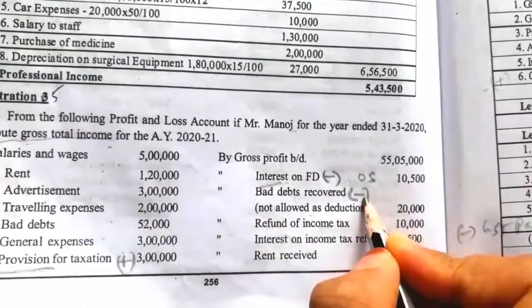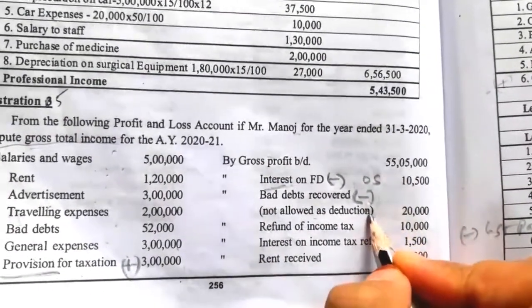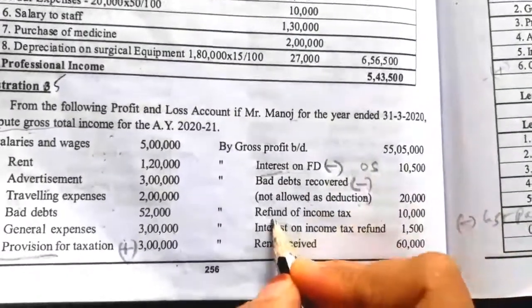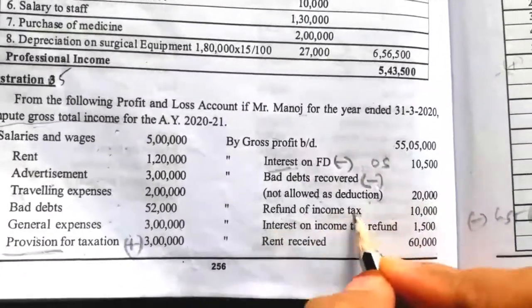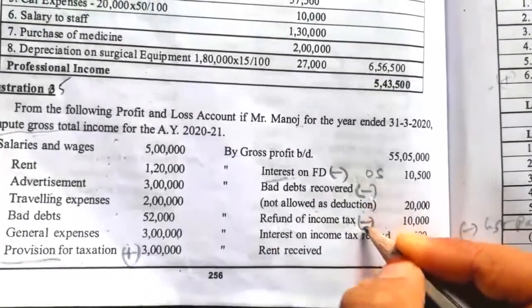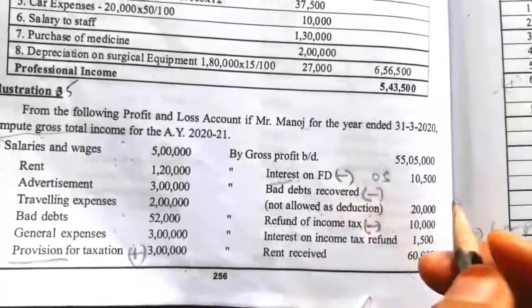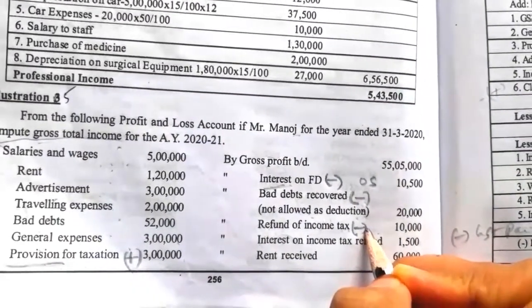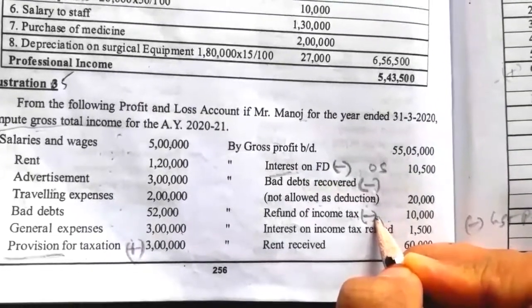Only one treatment for the bad debt recovered not allowed as deduction. Not allowed and disallowed earlier is one and the same. Next, refund of income tax. The refund of income tax is not relating to business, it should be deducted, and only once we have to take it. It is not taken as an income which is not taxable under any heads of income while computing the gross total income.